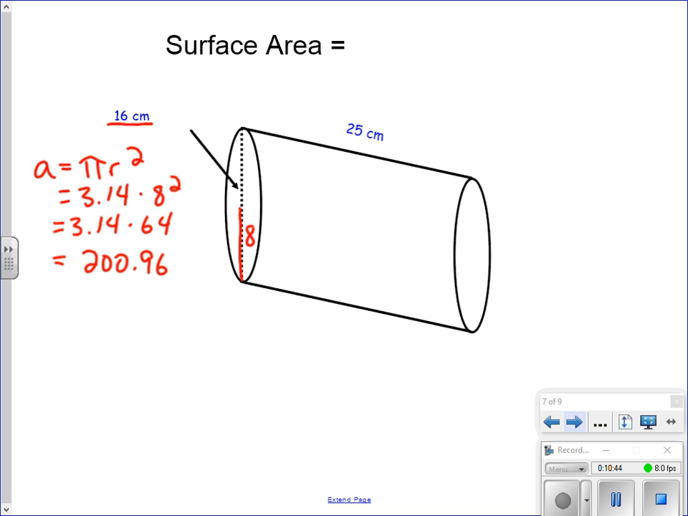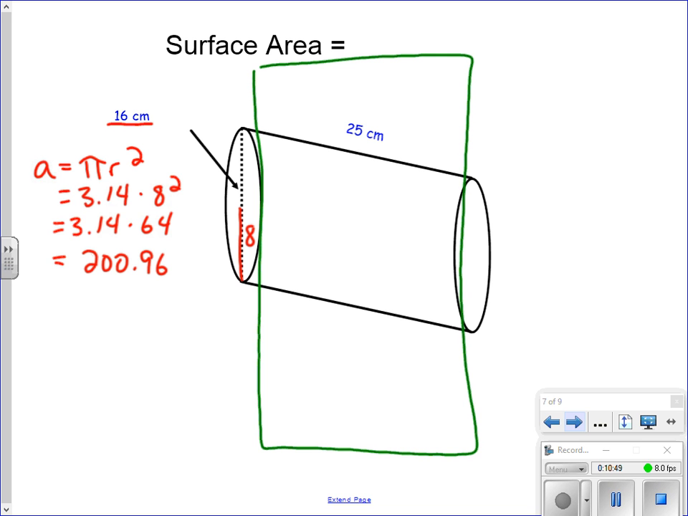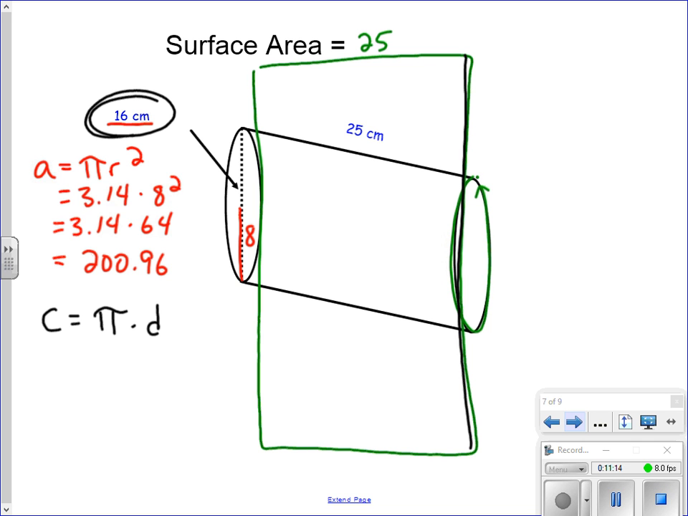Now we got to find this rectangle in the middle. If I unrolled it, it would be kind of like this. And because it says 25 here, it's 25. And then I just got to find the distance around the circle to find the length, right? That would give me the length of this rectangle's side. So to find the distance around the circle, I got to use the diameter, which is here, 16 times 3.14. So circumference is pi times the diameter, 3.14 times 16. So again, use your calculator. 50.24.